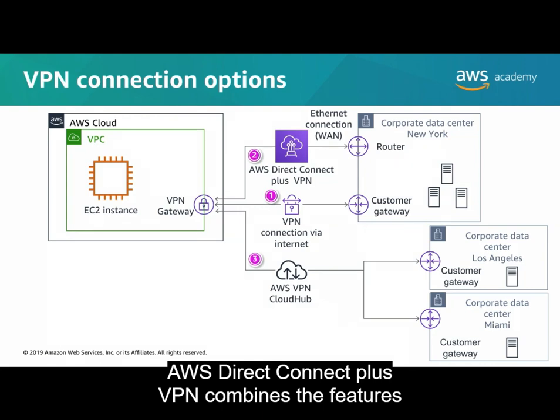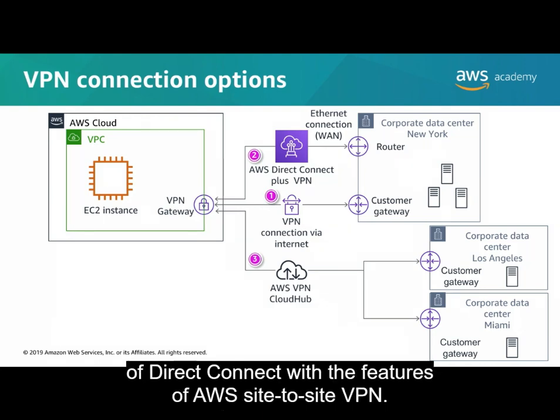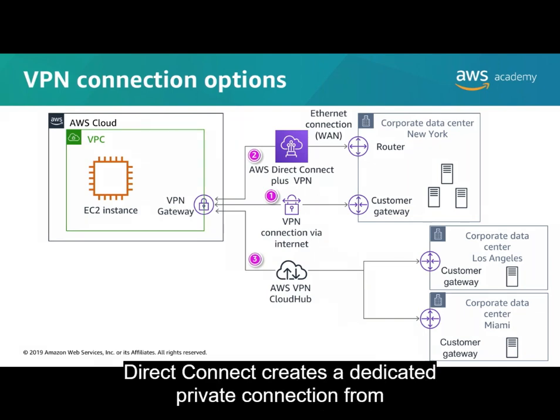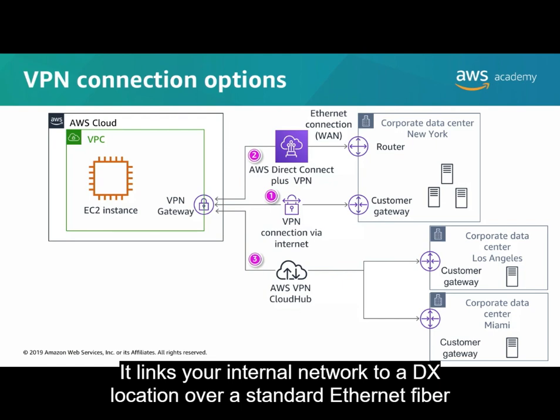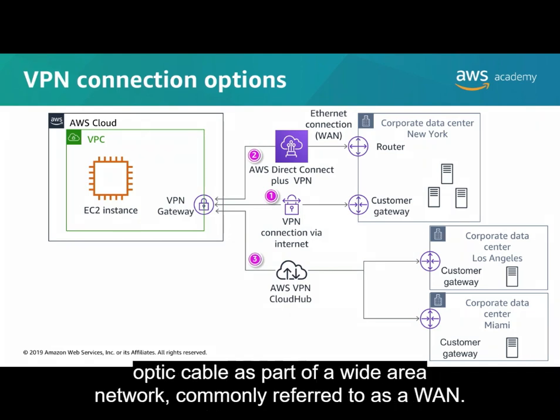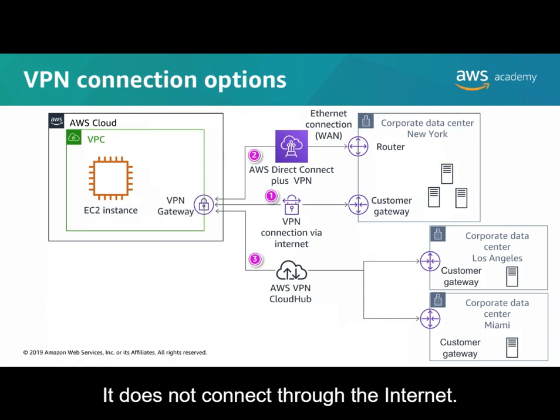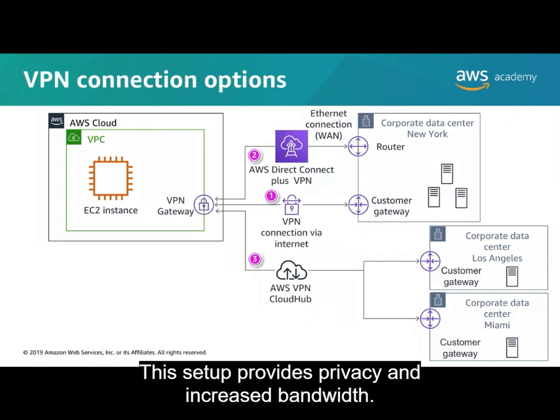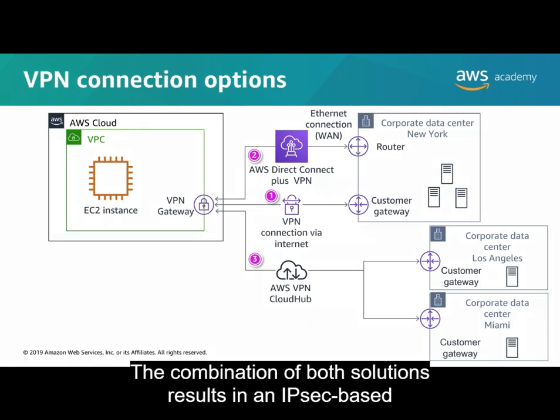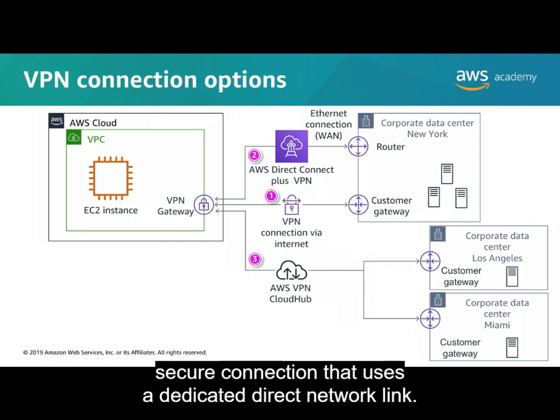AWS Direct Connect plus VPN combines the features of Direct Connect with the features of AWS Site-to-Site VPN. Direct Connect creates a dedicated private connection from your data center to your VPCs. It links your internal network to a DX location over a standard Ethernet fiber optic cable as part of a wide area network, commonly referred to as a WAN. It does not connect through the internet. This setup provides privacy and increased bandwidth. The combination of both solutions results in an IPsec-based secure connection that uses a dedicated direct network link.